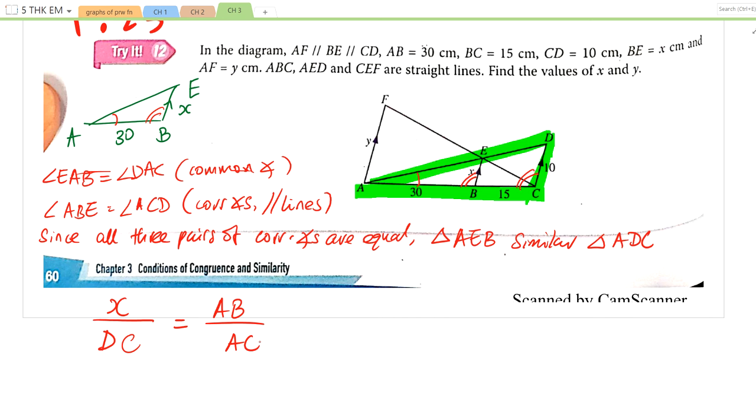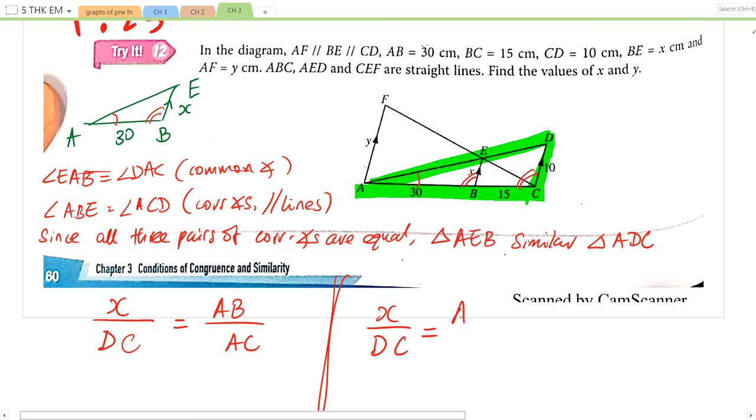Shufi, what do you think? What do you propose? You look like you are disagreeing. So you think that DC equals to AB over? Okay. How about this? You think that it should be X over DC equals to BC over CA.